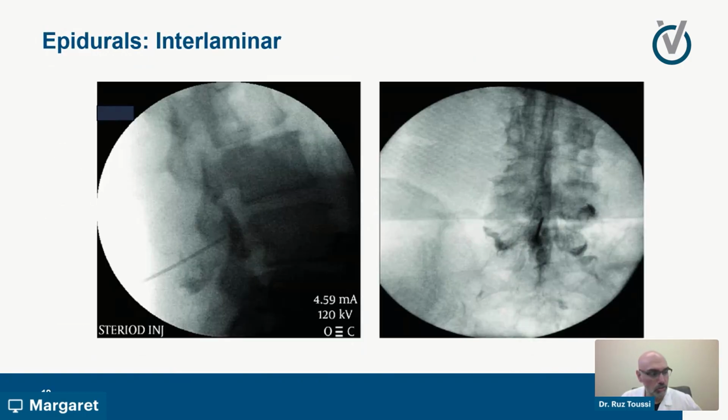There's a couple of ways to do the epidurals. The first way is the interlaminar. I try to explain to patients, this is kind of like a shotgun blast. It'll spread up, it'll spread down, it'll spread to the sides. We're going to bathe all your nerve roots in some steroids. We generally start with this approach.